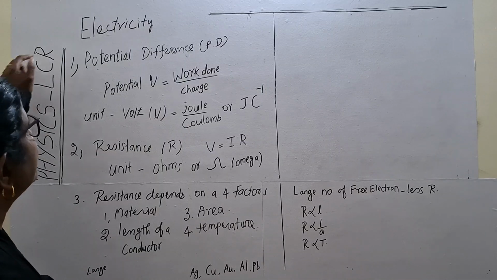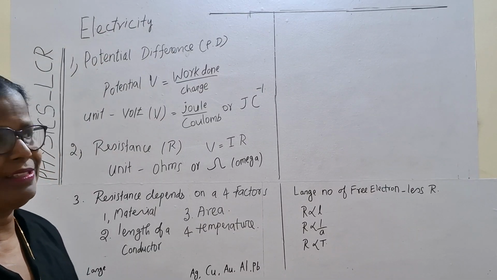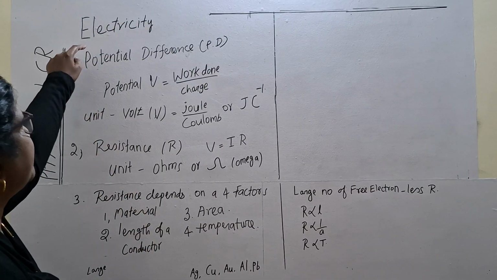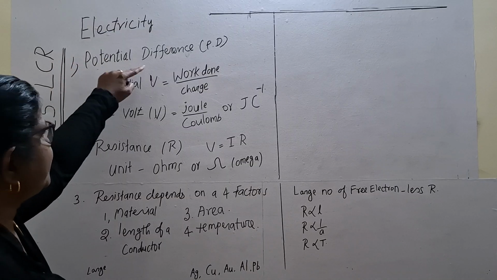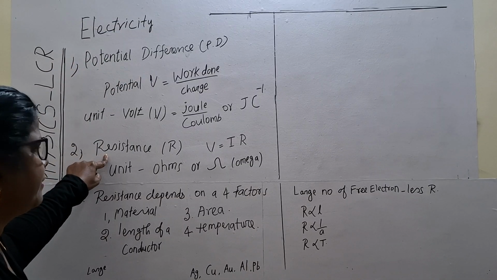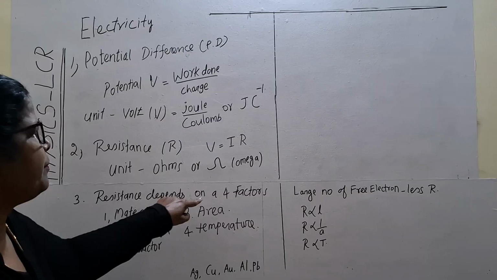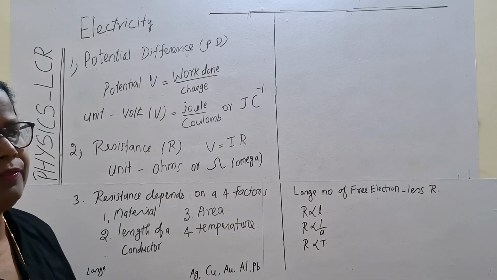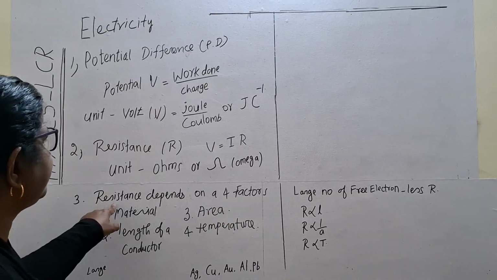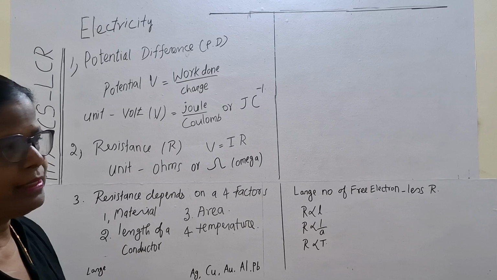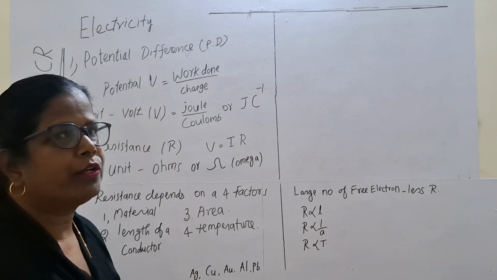Today we are going to see the electricity chapter. In this chapter, we are going to see the potential difference, resistance, and the factors resistance depends on. What are the factors? We are going to see four factors.